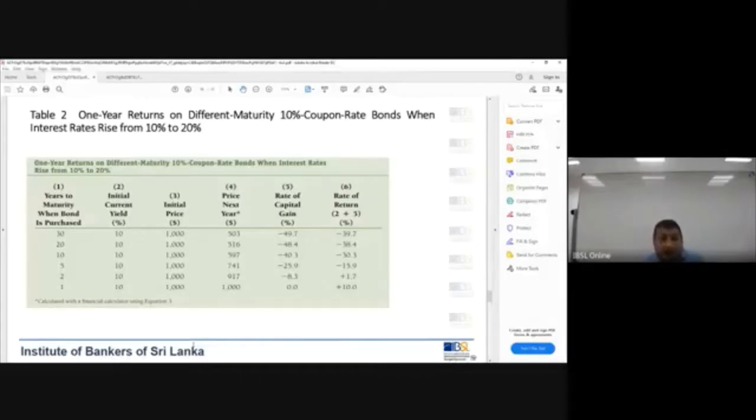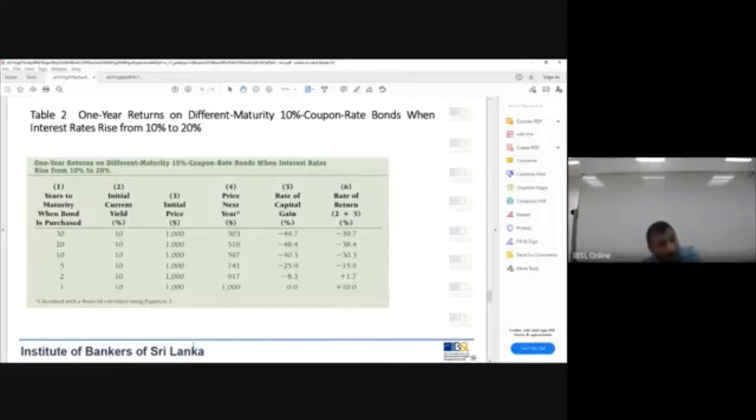So see the price next year. That is 917. Right? Interest rates have increased. As a result, the price has decreased from 1,000 to 917. And you already know, the longer the distance to maturity, the greater the impact on the price.